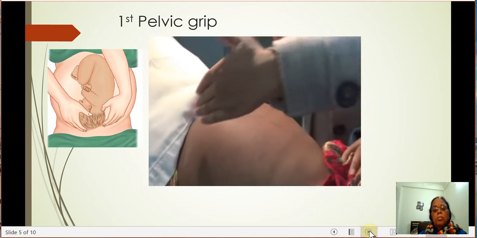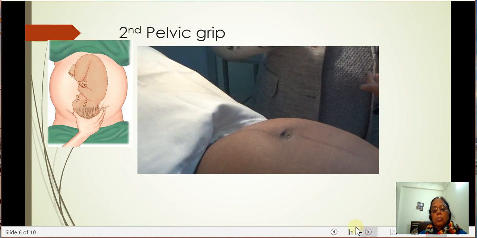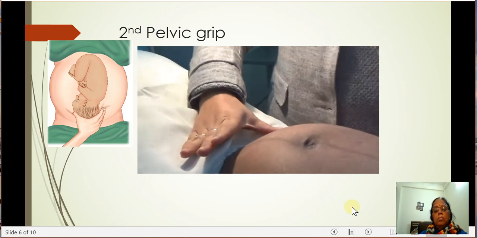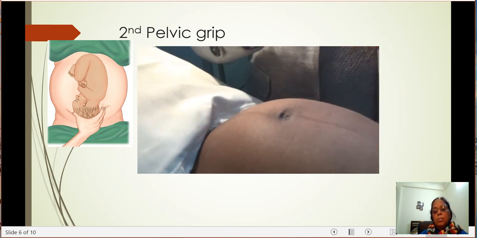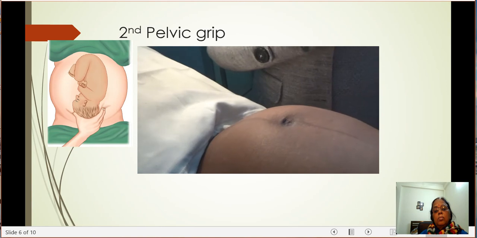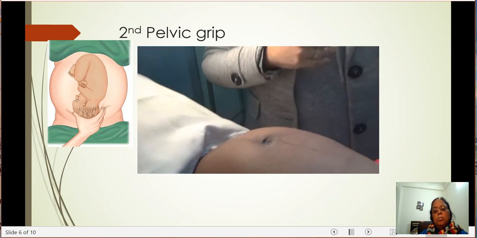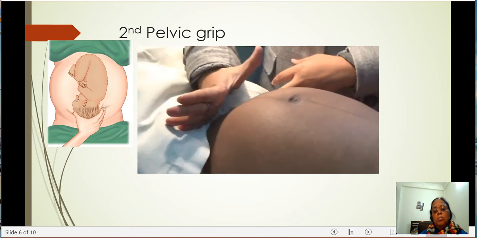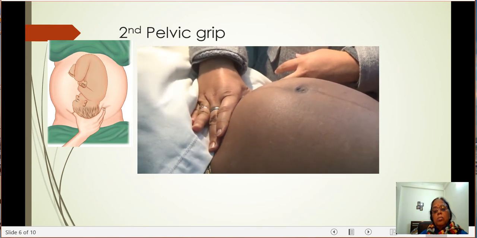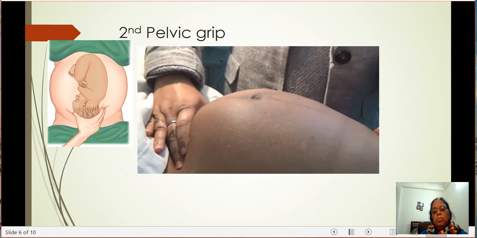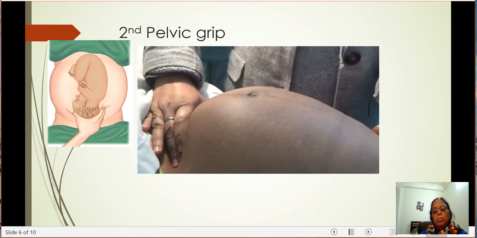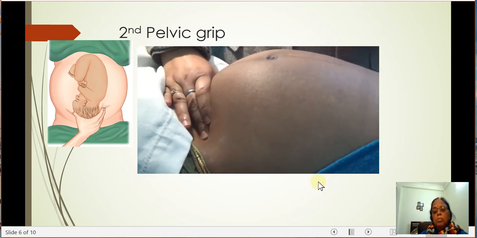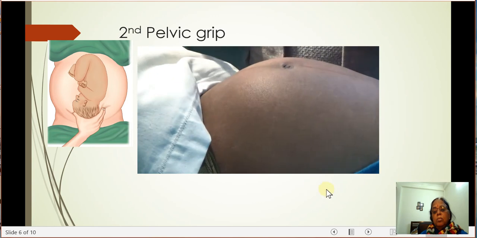Now the last is the second pelvic grip. For doing this, we have to again face towards the patient's head and place the ulnar border of the hand on the pubic symphysis like this, and outstretched hand with the fingers around the patient's abdomen. So we are going to feel the part over here that will confirm our presenting part, as well as by moving it side by side, we will confirm whether the engagement of the head is present or not.